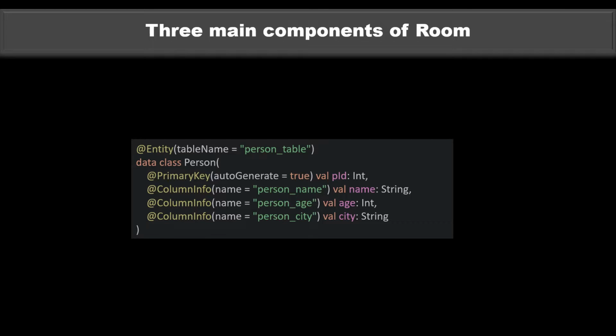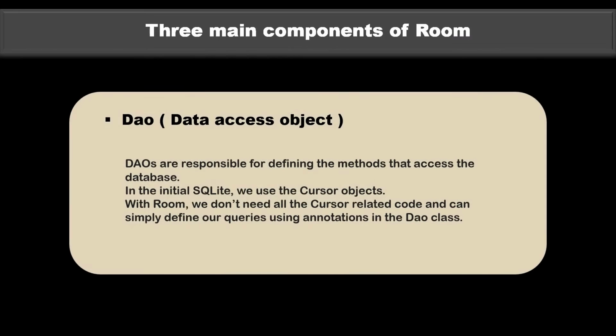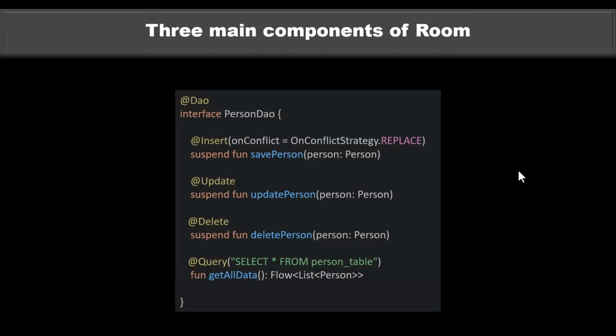So moving to the next component, which is a DAO. Data access object. The name itself suggests accessing the data. Okay, so DAO is a place where we define database interactions, where we write methods to access the database. Cool. And in the initial SQLite we use the cursor objects, but with Room we don't need all that cursor related code, and we can simply define what we want to do with our data with the help of queries in this DAO class.